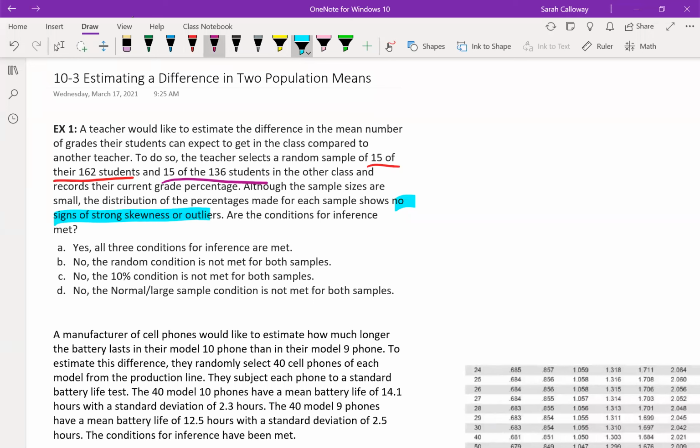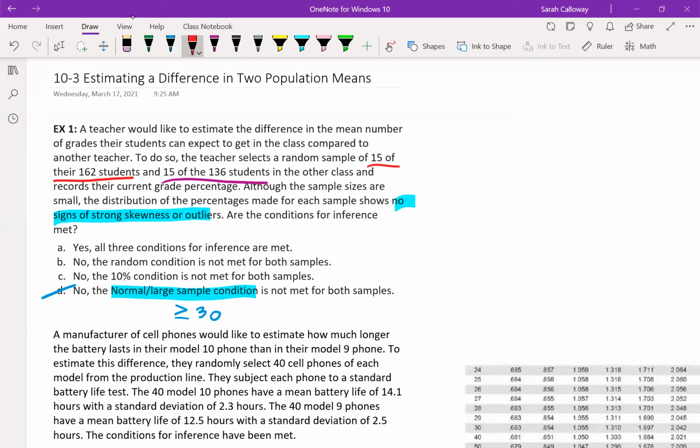So what they're doing there is they're telling us that the normal large sample condition is met in that sentence. So remember that large sample means that it's greater than or equal to 30, or it's normal or approximately normal or shows no sign of skewness or outliers. So that means that that is not the correct answer because it has met that condition using that sentence.